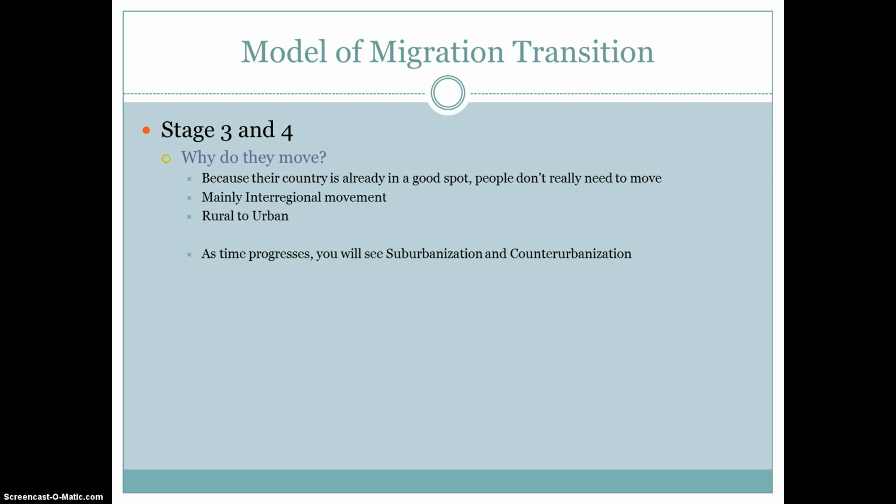In stages 3 and 4, people move interregionally, and this is because the country is already in a good spot. The people don't really need to move outside of their current location. They already have, generally, the economic incentives that they want, and they generally don't need to move far. And so we see many people move from rural to urban in stages 3 and 4, as marked by our world's recent milestone of hitting 51% urban population.